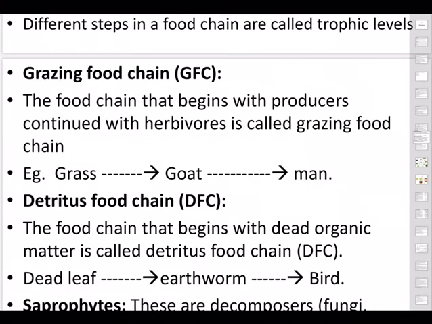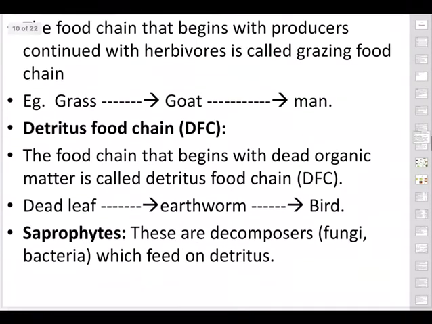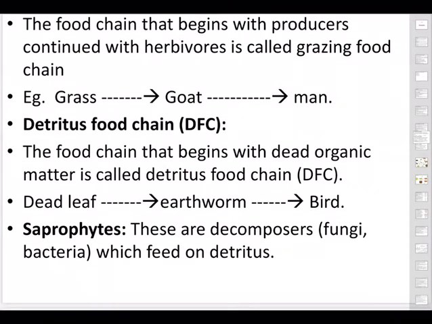And of course, a time will come where everything has to die and get decomposed. Here, when the organism dies, there is a role of decomposers. And the dead organisms, dead plants and dead animals get decomposed by detritivores. So we got next one, detritus food chain. The food chain that begins with dead organic matter, dead animal, dead plant, all this will be acted upon by detritivores. Recollect from your previous session, try to recollect the examples of detritivores. So the dead leaves will undergo decomposition, forms the organic minerals that get mixed up in the soil, and that will be taken by the earthworm, and earthworm will be fed by bird.